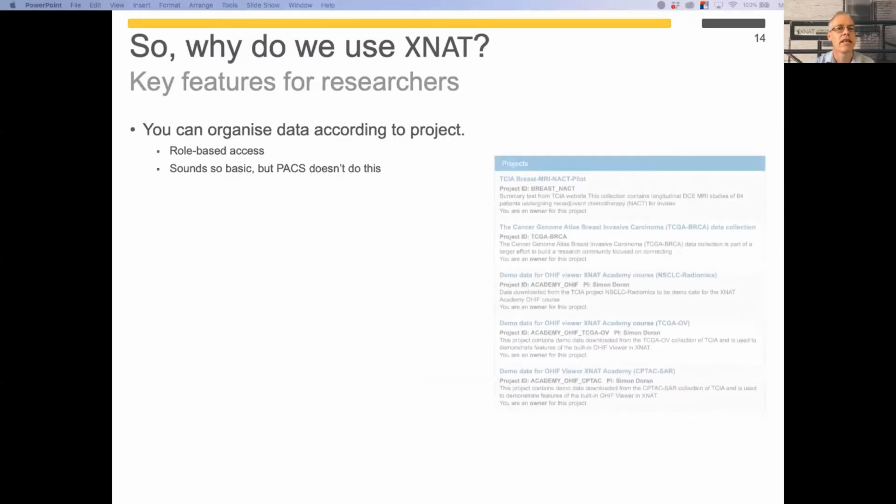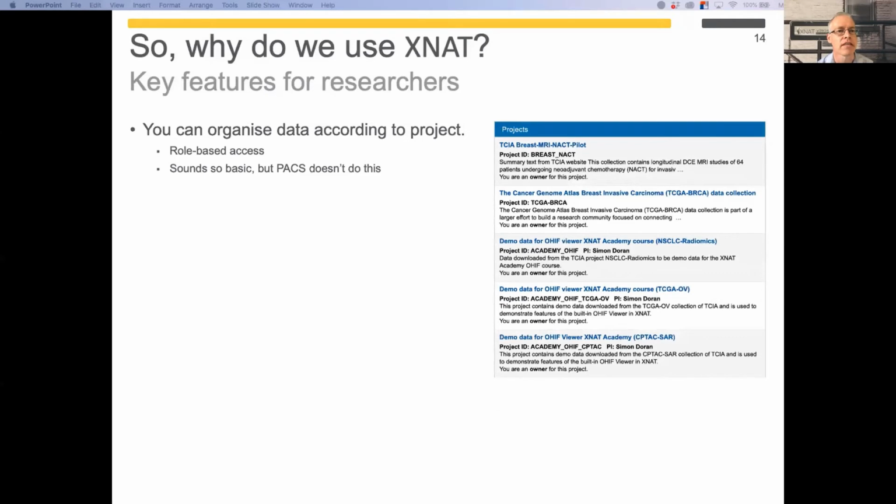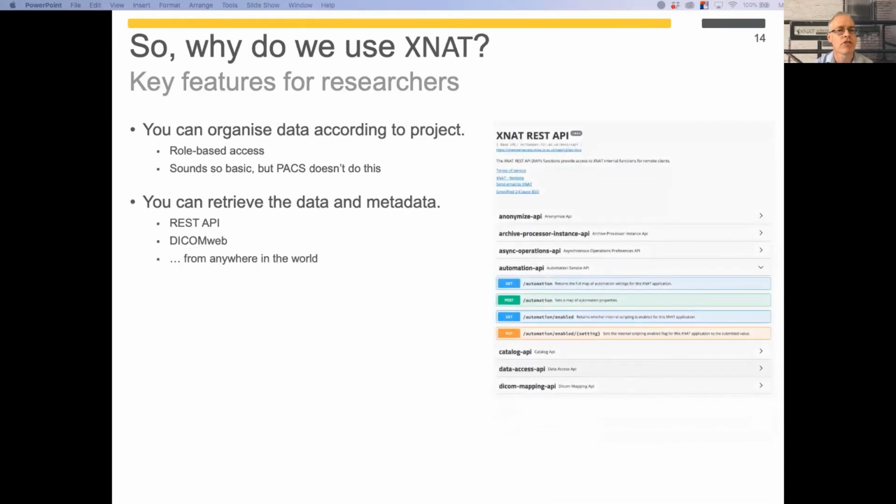So, what are the key features of XNAT that allow us to do these sorts of things? Well, this may seem really basic and really simple, but role-based access with data organized according to projects that depend on our academic idea of what a project might be, it's really important. And PACS generally doesn't do this for images. You can retrieve the data and metadata from anywhere in the world using standard methods like the REST API. And now shortly the XNAT team will be introducing DICOM Web as well.